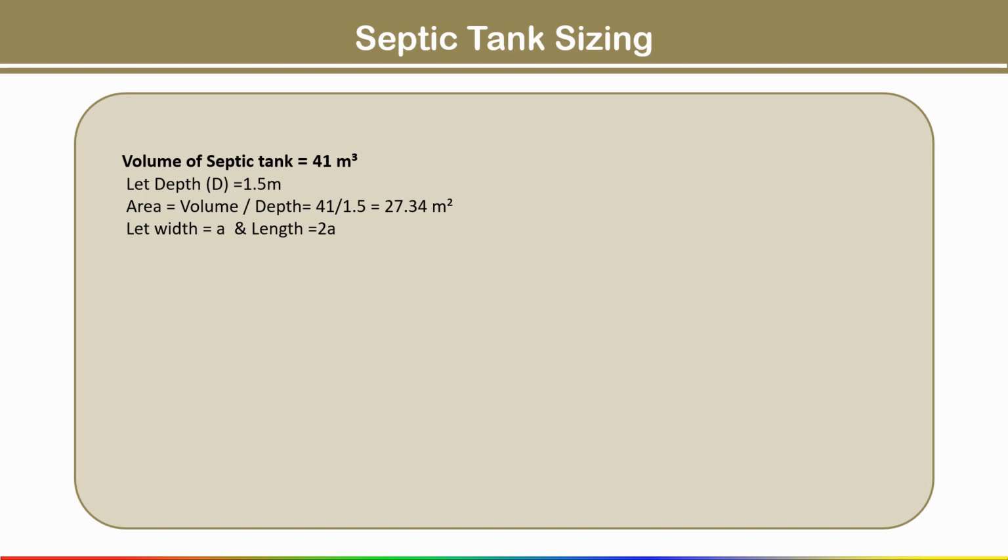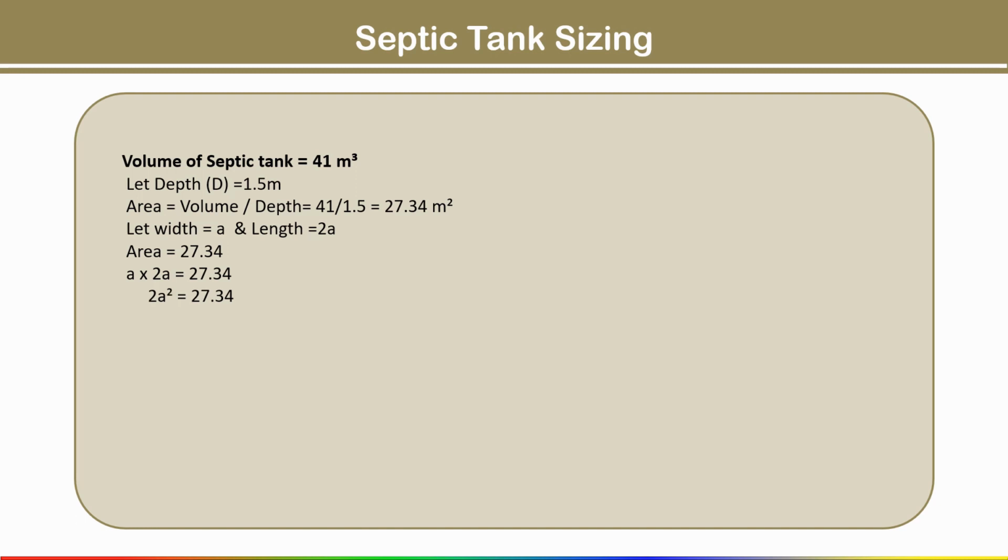I have told you, while designing the septic tank, you have to remember the length and width ratio we always take is 2:1. That is why here I am assuming width is equal to small a and length is equal to 2a. Now area is given as 27.34 square meter. So tell me, what is the area of a rectangle? If your septic tank is of rectangular shape, then the area is length into width, so you enter small a, which you assumed as the width, and 2a, which you assumed as the length.